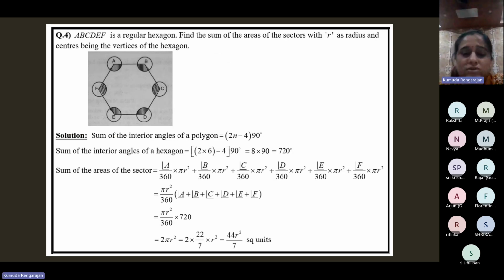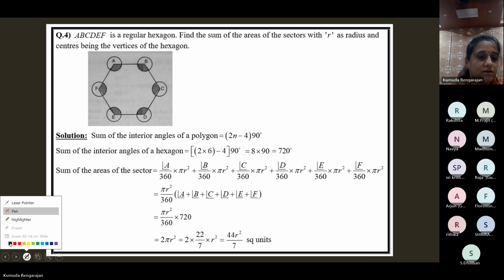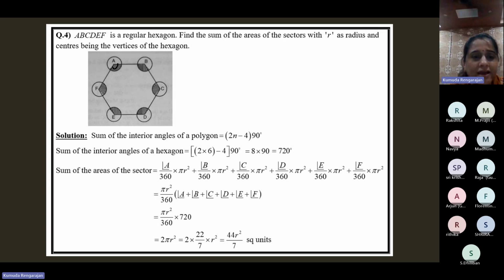Yeah. So here I'll have to tell you something, children. Now we know that the sum of the 3 angles of a triangle is equal to 180 degrees. Quadrilateral is 360. Now this is a hexagon. The sum of all the angles: angle A plus angle B plus angle C plus angle D plus angle E plus angle F. The sum of these 6 angles. What will be the total? What is the angle sum property in a hexagon?